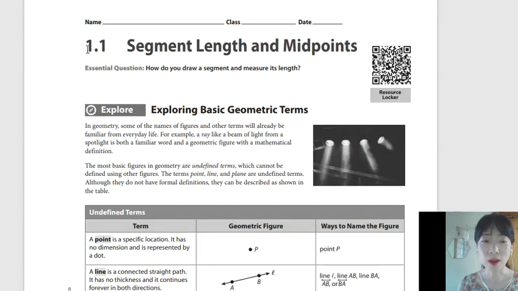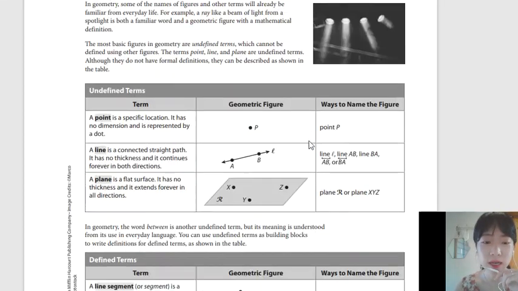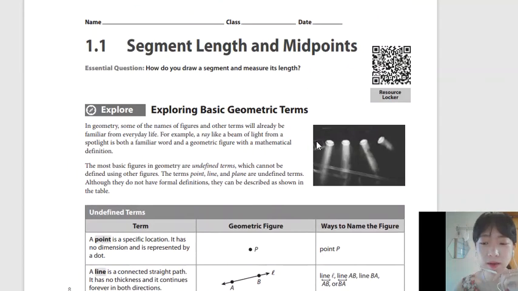This is lesson 1 of geometry, segment length and midpoints. The essential question is, how do you draw a segment and measure its length? Before we do that, we need to study vocab. There is a lot of vocab in geometry.